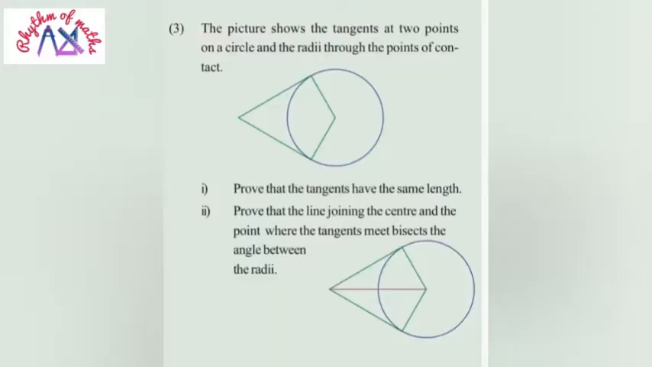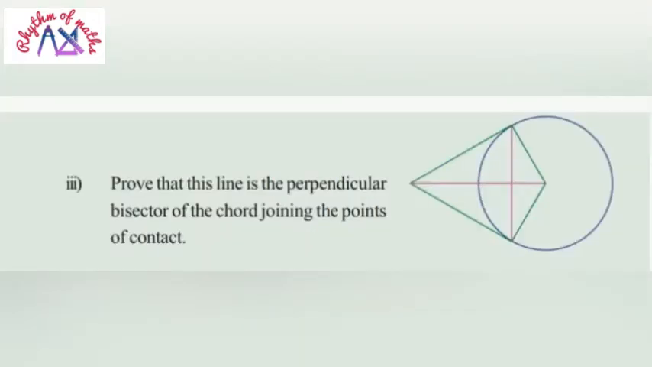Okay. Next is question number 3. The picture shows the tangents at 2 points on a circle and the radii through the points of contact. First sub question, prove that the tangents have the same length. Second sub question, prove that the line joining the center and the point where the tangents meet bisects the angle between the radii. Third sub question, prove that this line is the perpendicular bisector of the chord joining the points of contact.